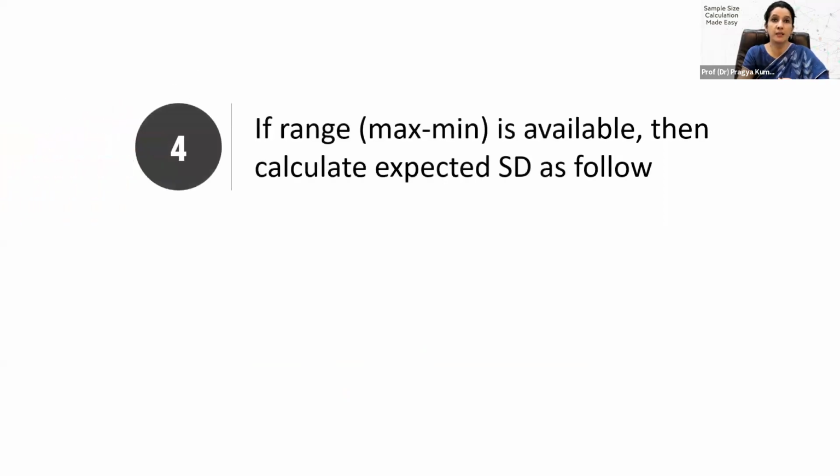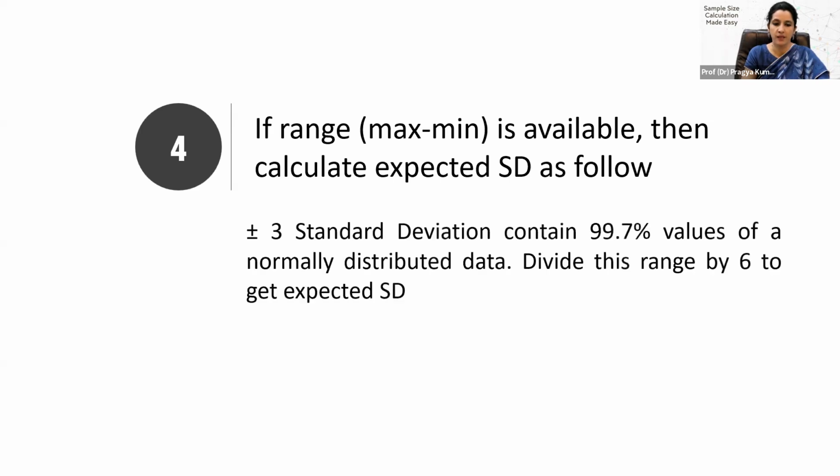Similarly, if the minimum and maximum range is available, then you can also use maximum minus minimum divided by 6. Because if the values are within plus minus 3 standard deviations, it contains 99.7% of the values. So again, the same concept, plus 3 this side and minus 3 this side, total of 6. So if you divide this range by 6, it also gives you the value of the standard deviation.